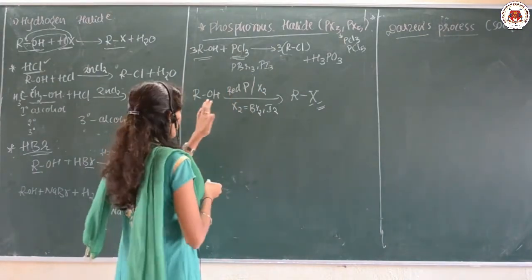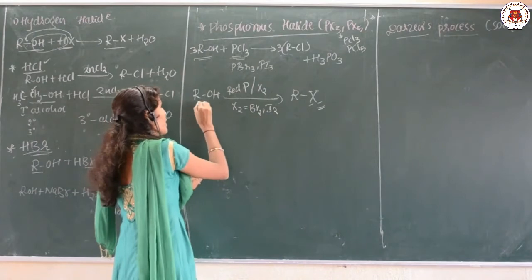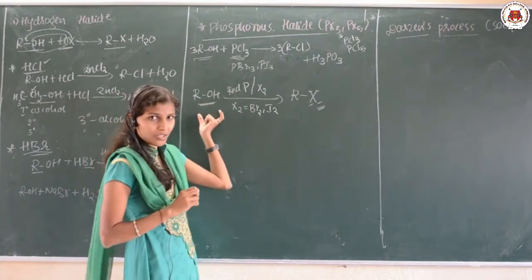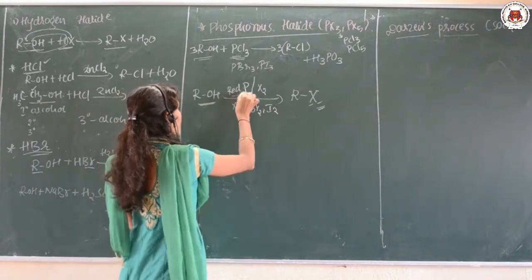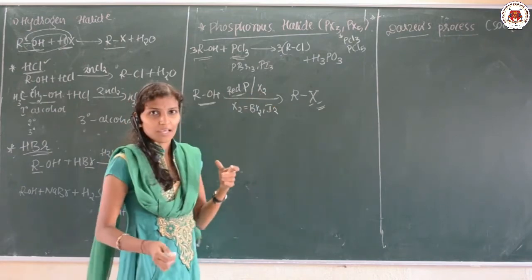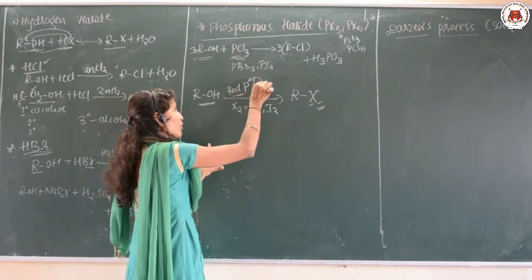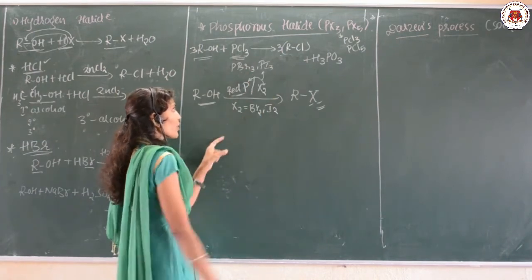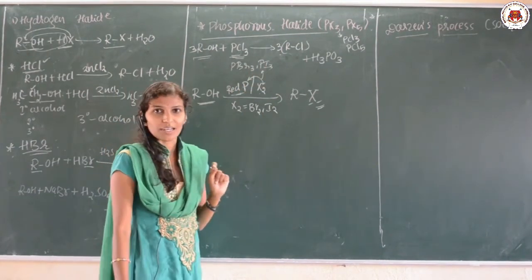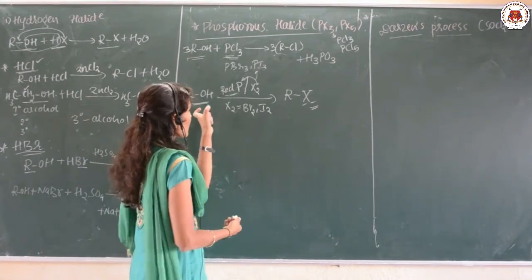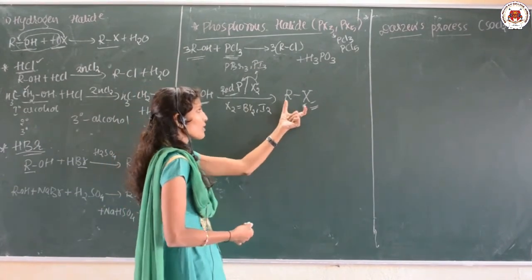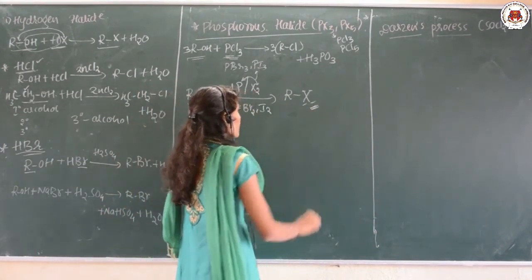That is, ROH, the alcohol, is treated with red phosphorus in presence of the halogen. So, when the red phosphorus and the halogen react with each other, they will immediately form PBr3 or PI3 like compounds, and finally we are going to get the RX type of compounds.